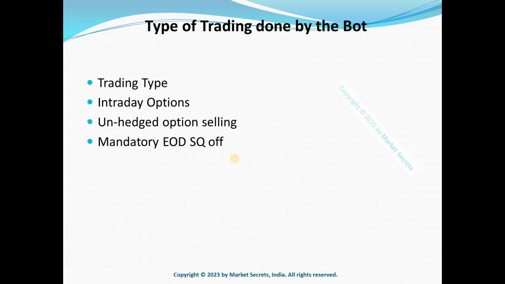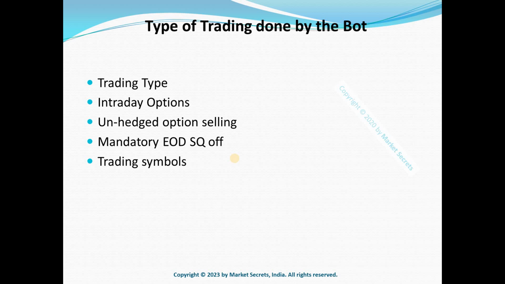So, the type of trading we already mentioned: it's intraday trading on options, and we'll be selling the options as unhedged positions. That's why we keep a strict stop loss, because unhedged positions are dangerous. We keep a strict stop loss, and also we square off all the positions at the end of the day. There's no carryover. No one in their right mind would carry over an unhedged option selling position into the next day. So it's strictly a no-no.